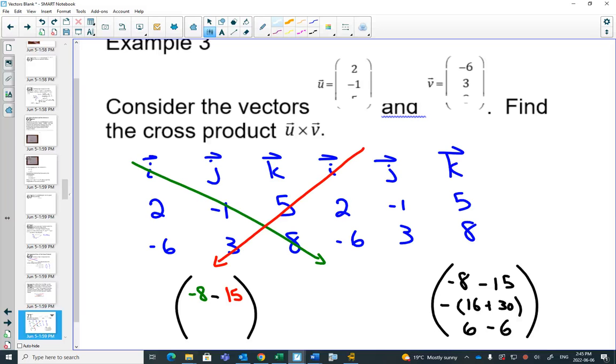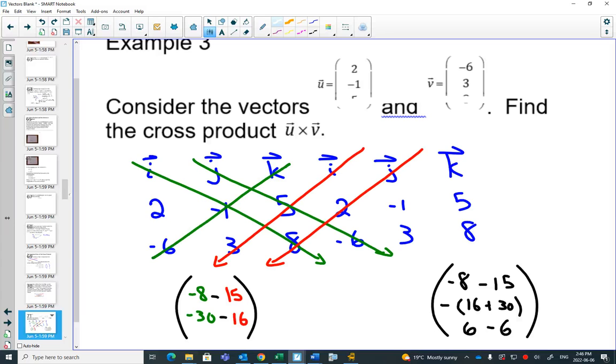For j, I go to j, I go diagonal. This is the only way I can go diagonal with j. I would get negative 30. And then I'm going to minus. And the only way I can go this way with j is 16. Minus 30, minus 16.